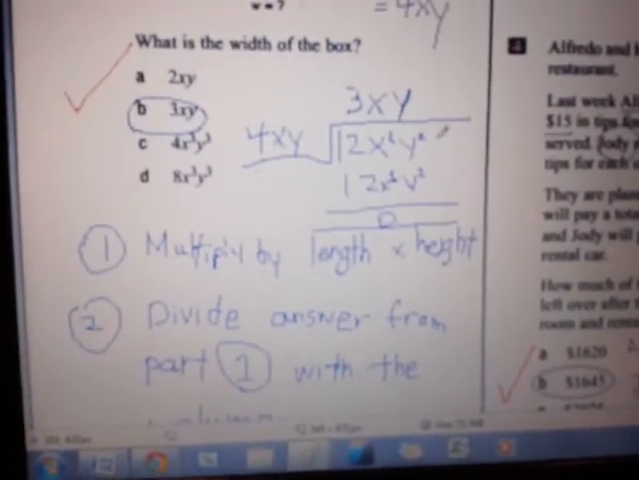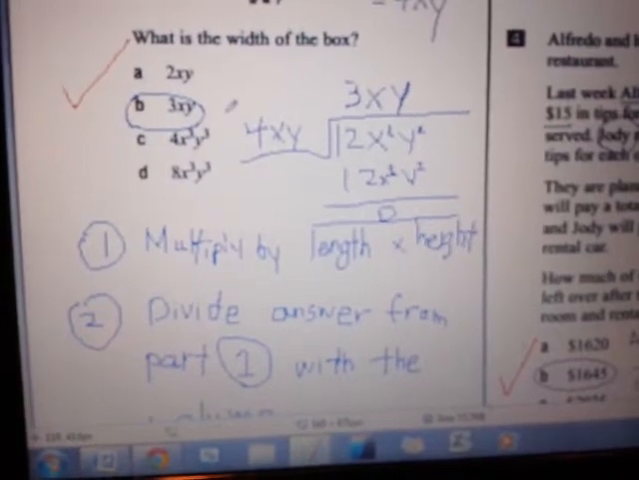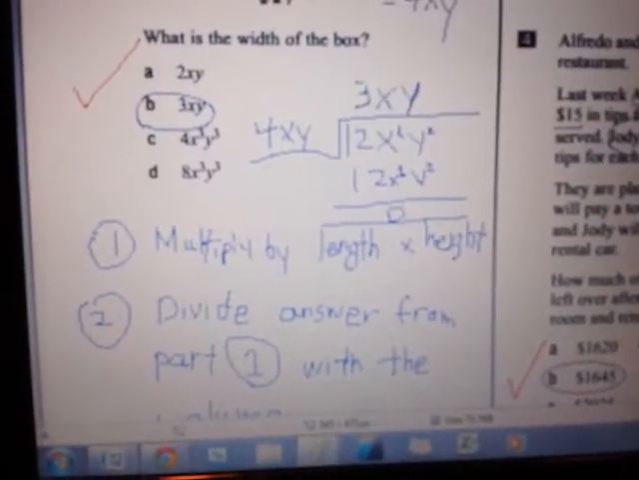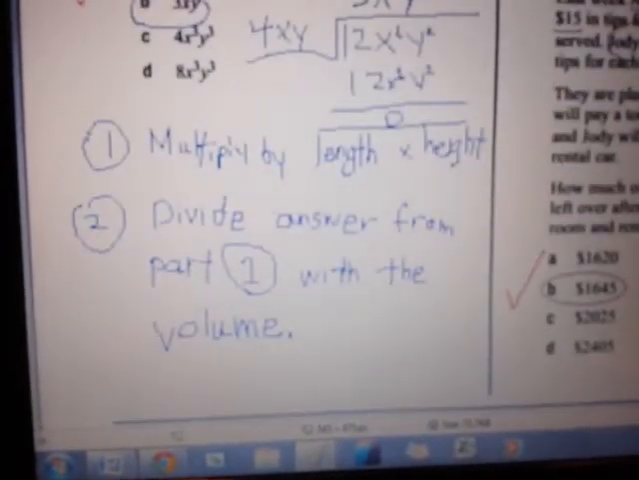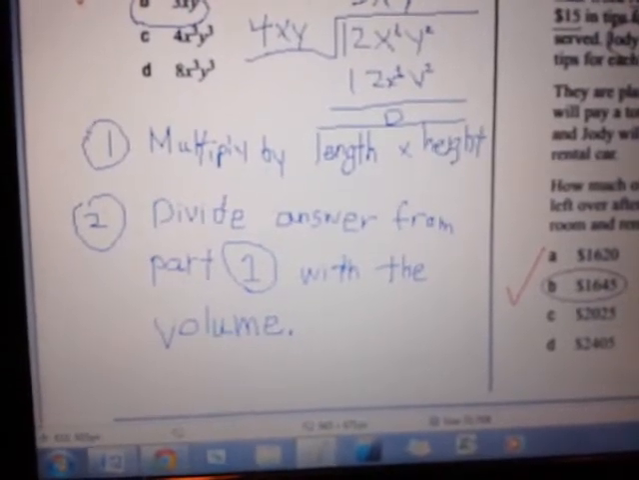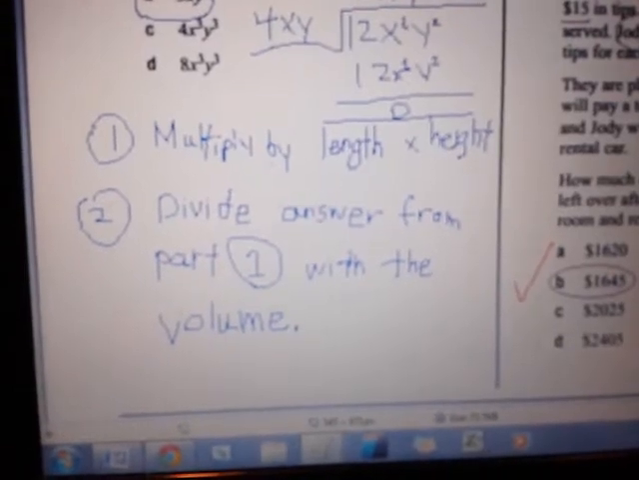box actually, and you get 3xy after dividing. So which is B. So 2b. And I actually highlighted the 2 main steps for this question. So this is relatively a straightforward question.